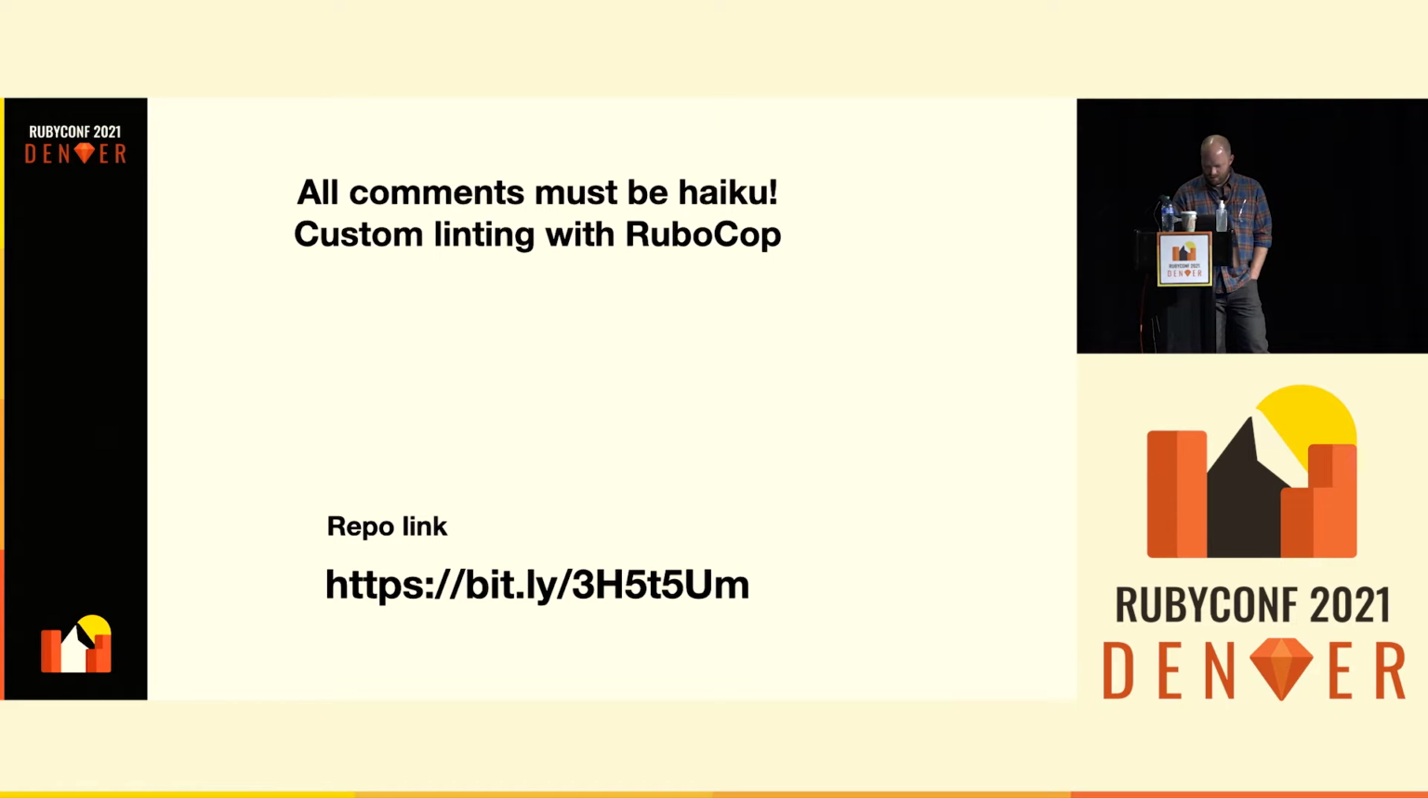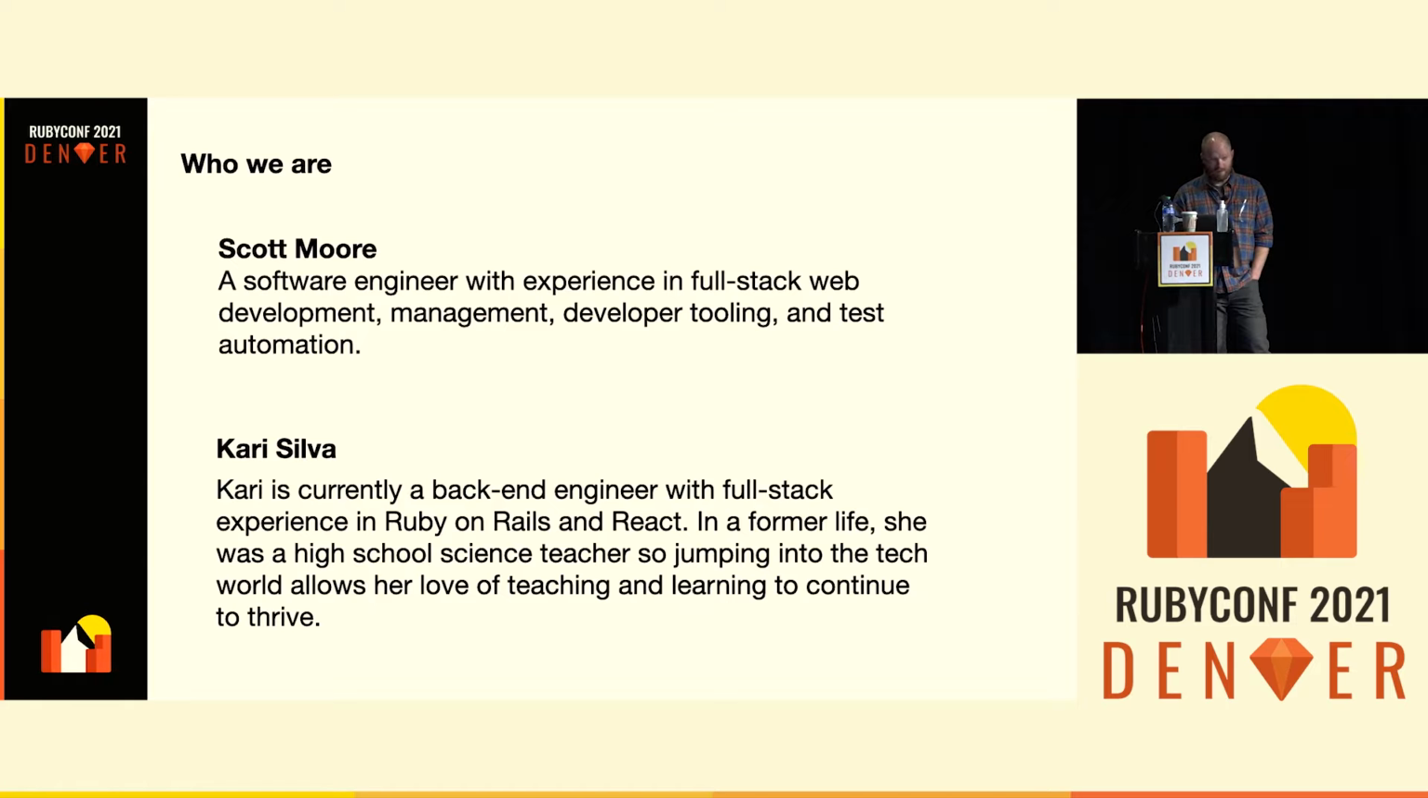A little bit about us. My name's Scott Moore. I'm a software developer. I've been doing this for 9 or 10 years, something like that. I've done a little bit of everything. I've been a beginner many times. And I've been working in Ruby for the last couple of years.